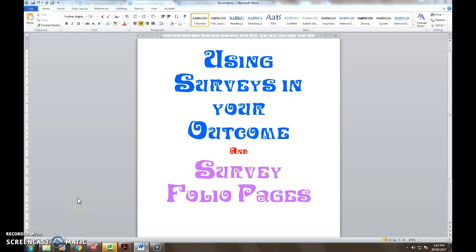Morning everyone. What I want to do at the moment is to show you a couple of examples of how some students previously have used surveys in their outcome, and to show you a couple of survey folio pages that have been produced by students as well.